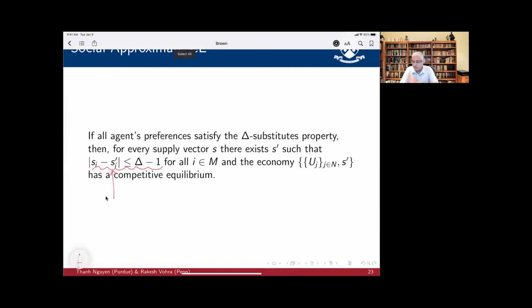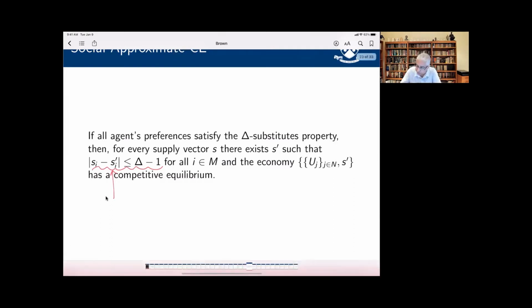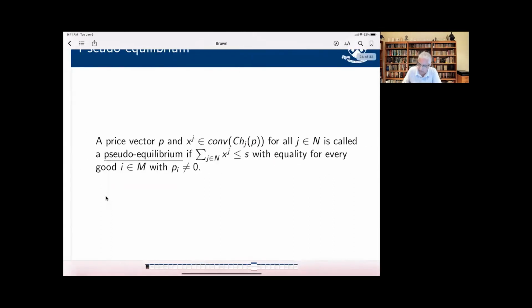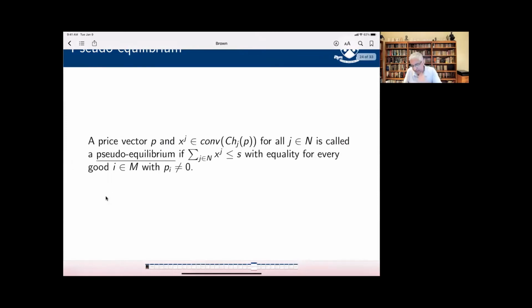Now, why might this be useful? Actually, let me say a little bit about how we prove the result. The first step is to construct what's called a pseudo equilibrium. What is a pseudo equilibrium? I take your choice correspondences and I convexify them. In other words, I operate.